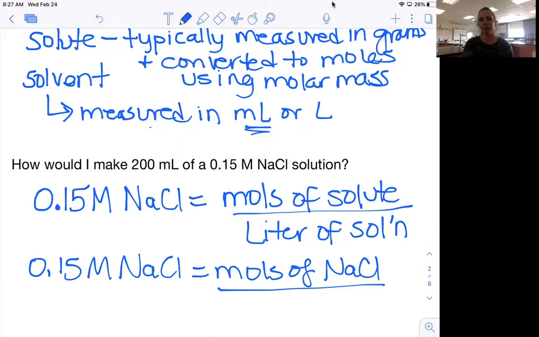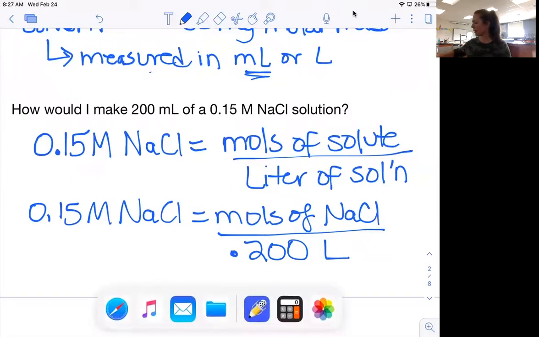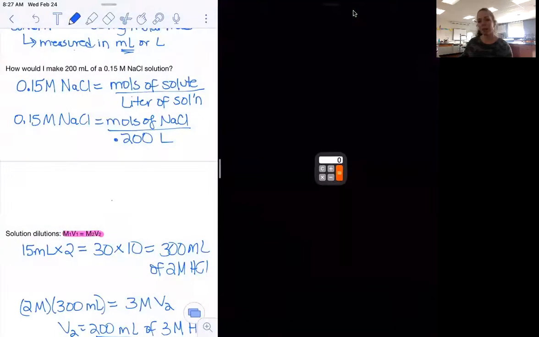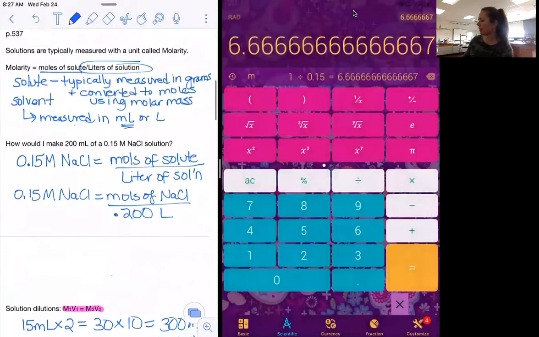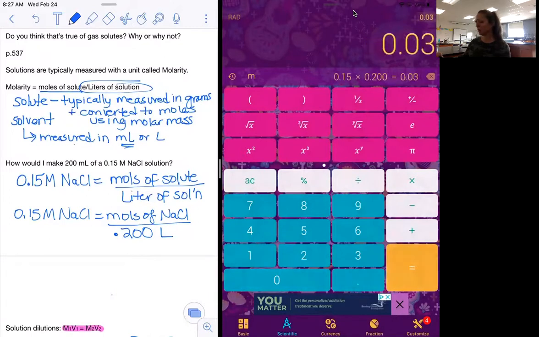What do we know? We do know that we need a 200 milliliter solution, and you can easily convert 200 milliliters to liters. So, 0.200 liters of solution. Now, if I bring out my calculator, give me a second. I'm going to go side by side here so you can see it all. Try to ignore the stuff you see down there. So now, to find my moles of NaCl, I'm going to do 0.15 molar times 0.200, equals moles of NaCl.